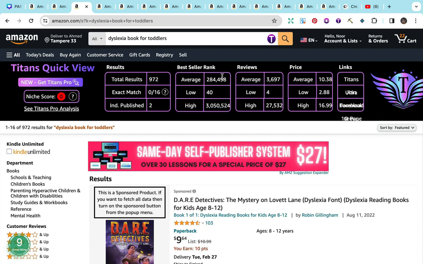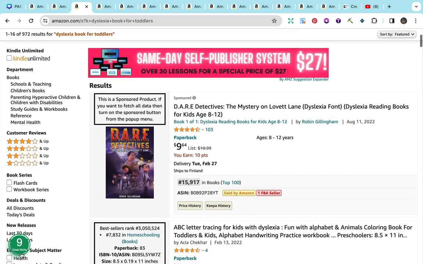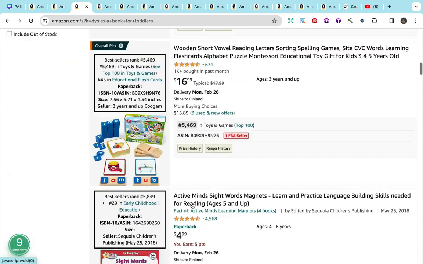We also have the average bestseller rank under 300,000, which is ideal, and it is sitting at 284,498. Average reviews are 3,697 and average price is $10.38. And we also have a strong and solid keyword niche score by Amazon Scout Pro, categorizing this wonderful keyword as a great niche.